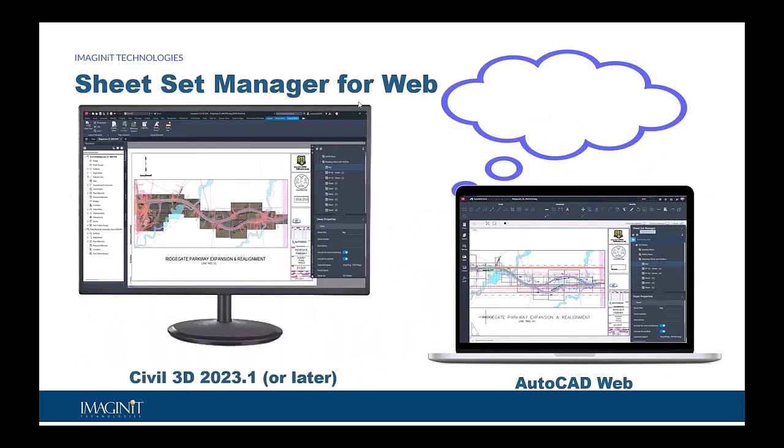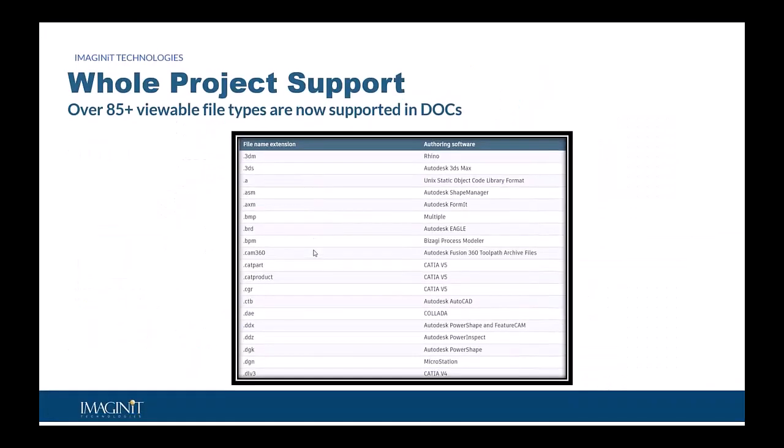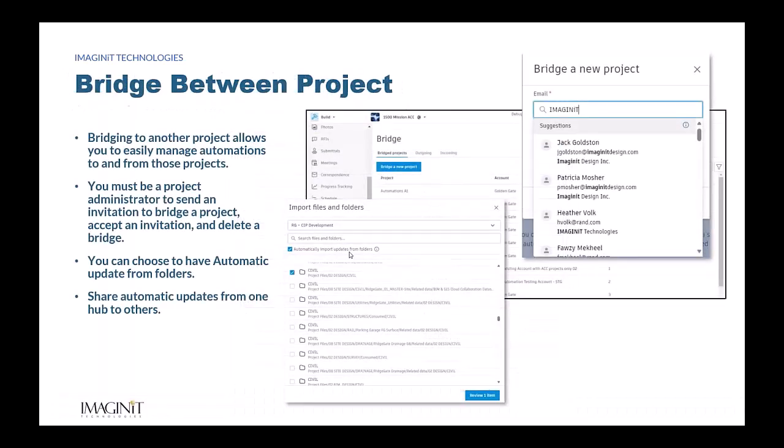And again, the Sheet Set Manager for the web, there is a limitation. I always recommend being on the latest version and the latest version of the connector. But at a minimum, if you're using Sheet Set Manager, you need to be on 2023.1 or later, so that you can have that working within this environment. And you can see it automatically recognizes when it's in the cloud, and it changes to the Sheet Set Manager for the web for you. Again, I mentioned already about all the different project types that are available, over 85.